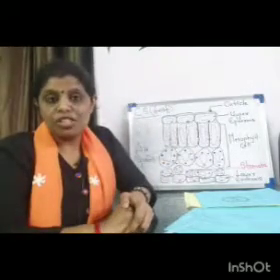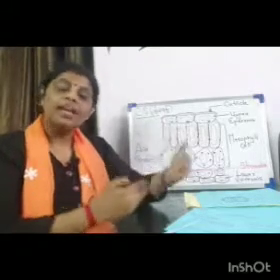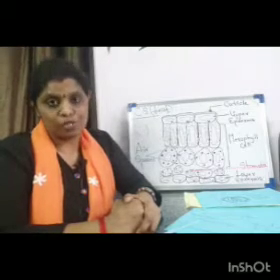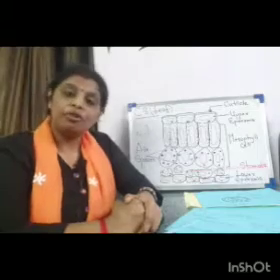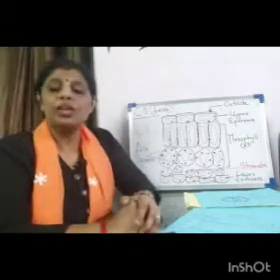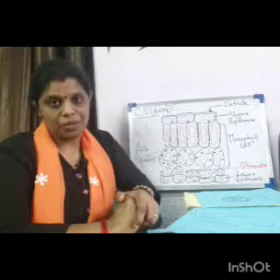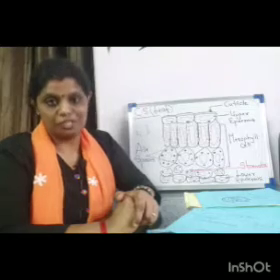Heterotrophic mode of nutrition is a type of nutrition wherein the organisms directly or indirectly depend upon autotrophs. Autotrophs are the producers. So heterotrophs depend upon autotrophs for their food requirement. This mode of nutrition is called heterotrophic mode of nutrition.